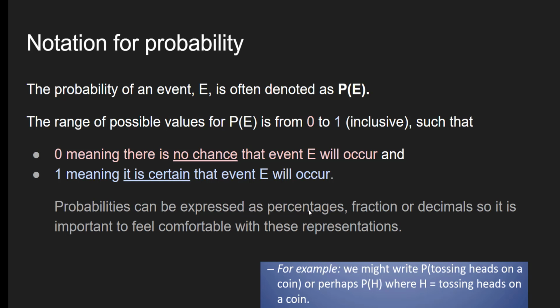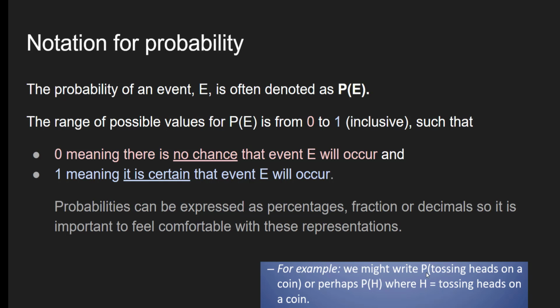Probabilities can be expressed as percentages, fractions, or decimals. So please make sure that you practice those different representations. If I say that the probability of an event is 25%, I could also express that as 1/4, and I could also say that it would be 0.25. Those are all equivalent expressions for probability. Again, those numbers will just range from 0 to 1. 100% is 1.